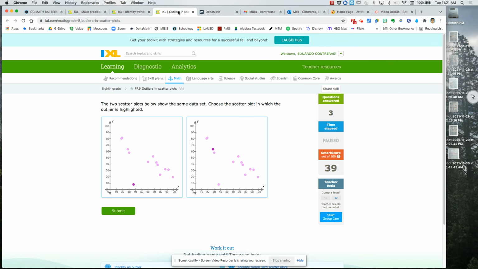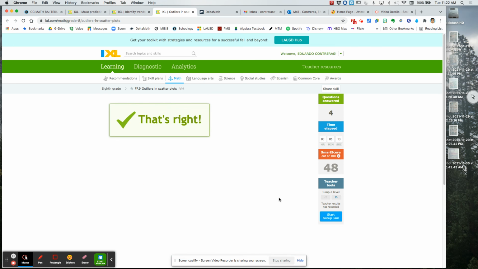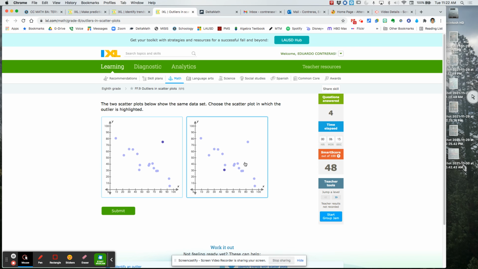And then the last one, you have to figure out where the outlier is. Remember, the outlier is that point that if you cover it up, you wouldn't even miss it. It's not in the general association of the points. See, if I cover up this one, it's right in the middle of the points. That's not an outlier. This one is on the outside. So this is the outlier point. So you just have to identify the outlier.